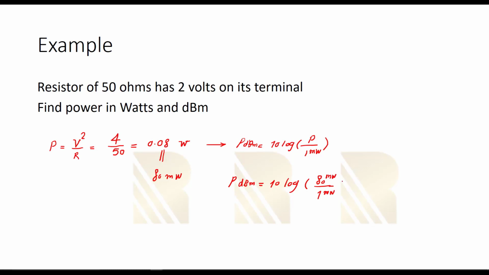And then if you calculate this at the output, it will be equal to approximately 19 dBm. So as you see, if we have the power value of 0.08 watts for the resistor, the dBm value is 19 dBm.